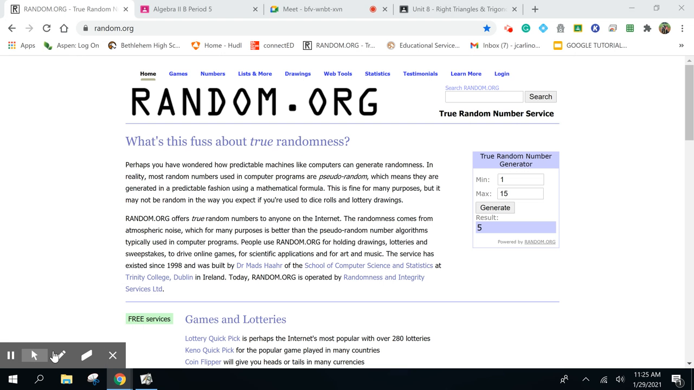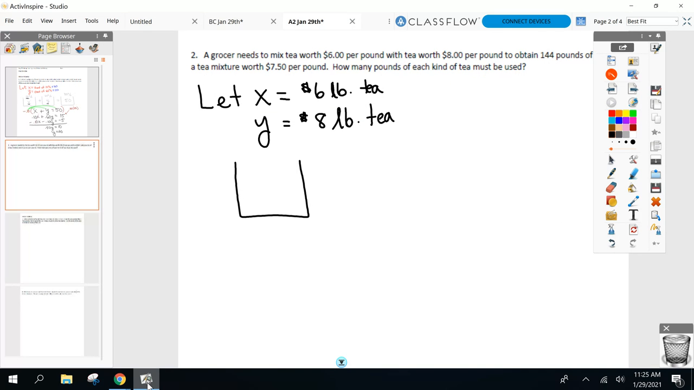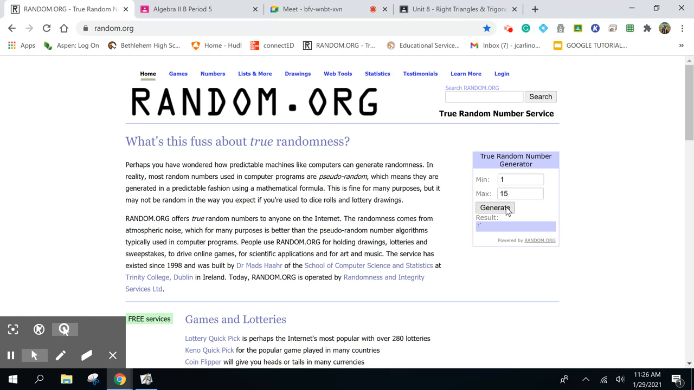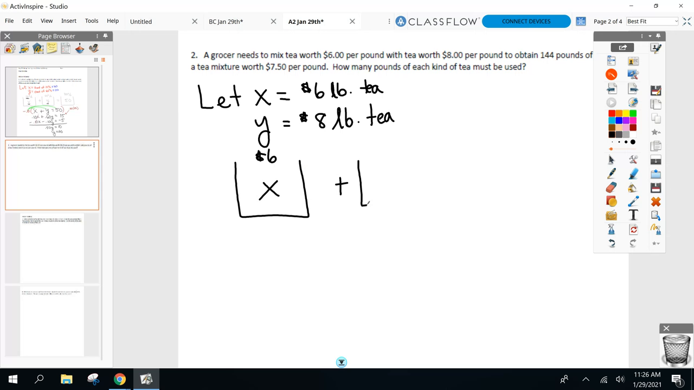What type of tea do I have first? Bassett, what type of tea do I have to mix first? The X one, $6 per pound. There you go. Now, last problem I had percents. Now I have money. So I'm going to do $6 tea at X, mix it with... Bassett again, what are you mixing it with? $8 per pound. Good job.